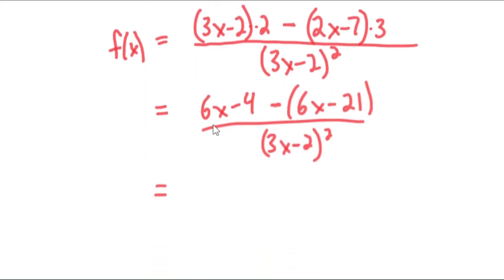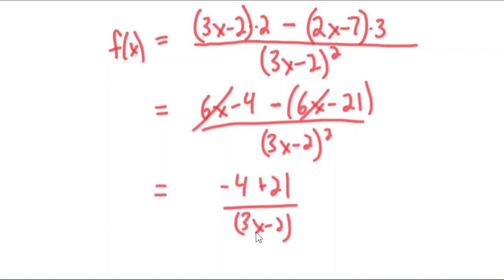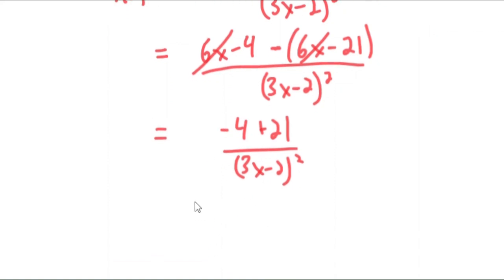So notice when we simplify this down, we're going to end up getting a 6x and a minus 6x. That's going to go away. And we have a negative 4 minus a negative 21. That's really negative 4 plus 21. So we really have negative 4 plus 21 over 3x minus 2 squared. But negative 4 plus 21 is just 17. So our answer should be 17 over 3x minus 2 squared.